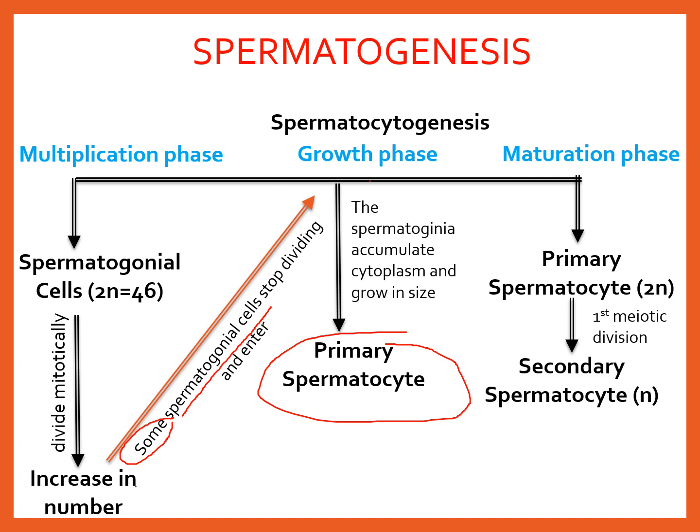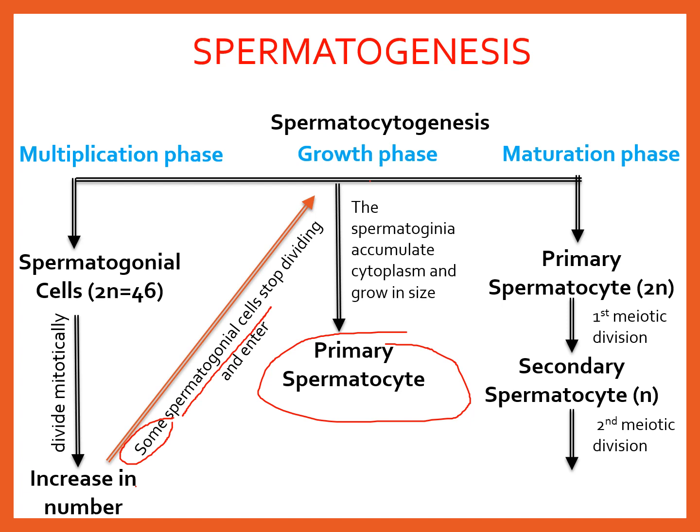In the maturation phase, this primary spermatocyte, which is still a diploid cell, undergoes meiosis 1, which is a reductional division, to give a haploid secondary spermatocyte.